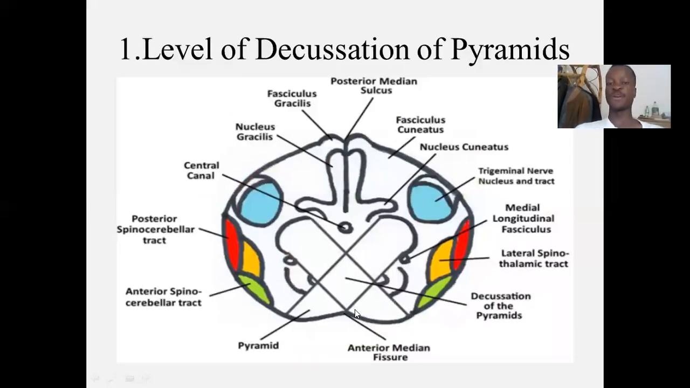Then moving further on now, looking at the internal surfaces of the brainstem. This is a transverse section at the level of the decussation of the pyramids, right? So in this region, you can notice the decussation of the pyramids. This is the lower part of the medulla, right?